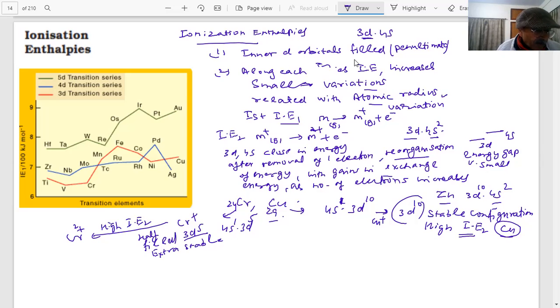Got the answer? Why are they higher? This is a question for the paper. The second ionization enthalpy of chromium and copper are high. Why are they high? Why am I saying IE2? IE2 means the second ionization enthalpy of copper and chromium are unusually high. What is your answer?